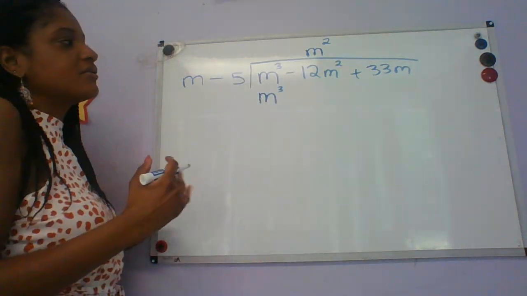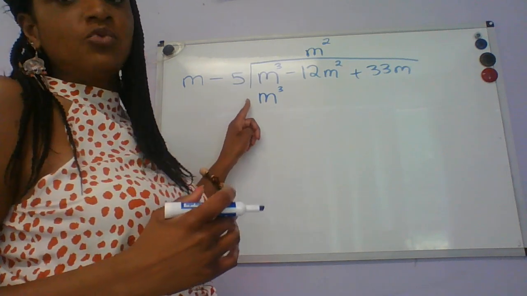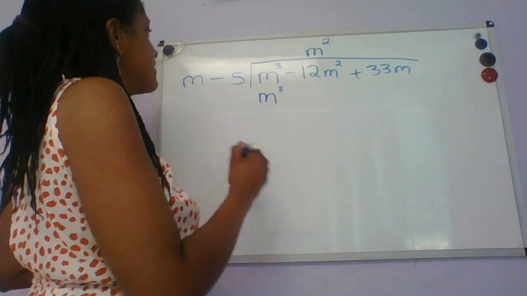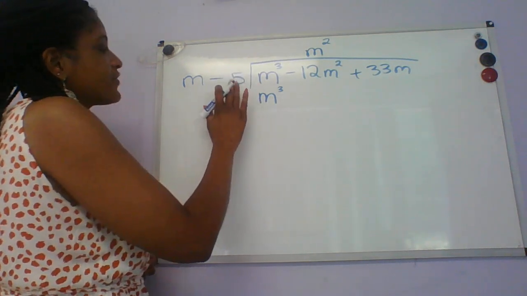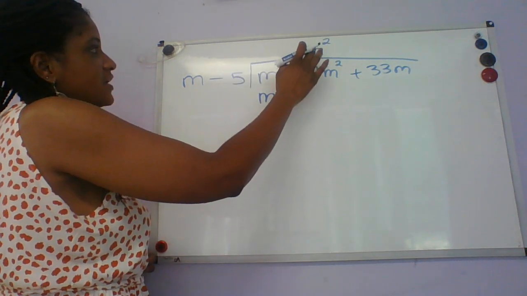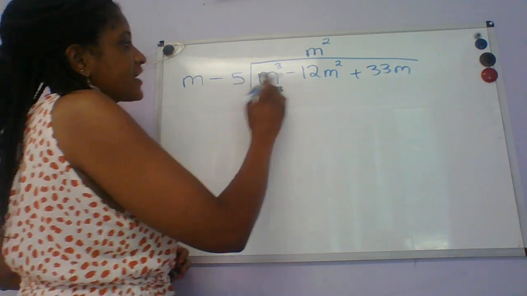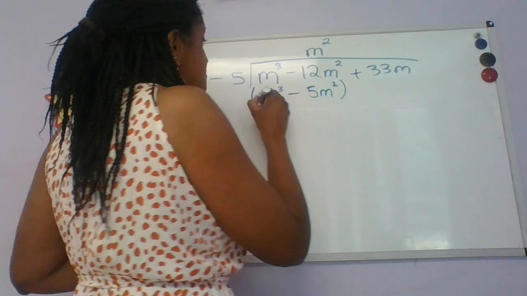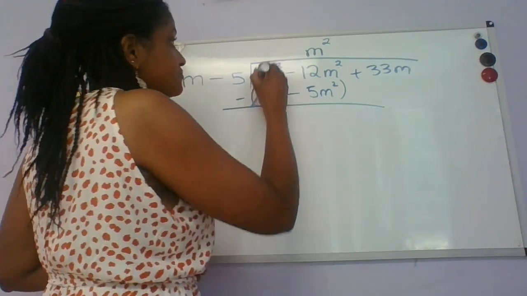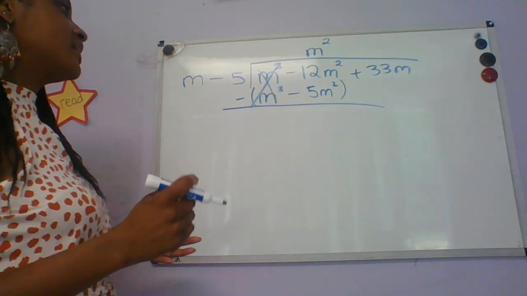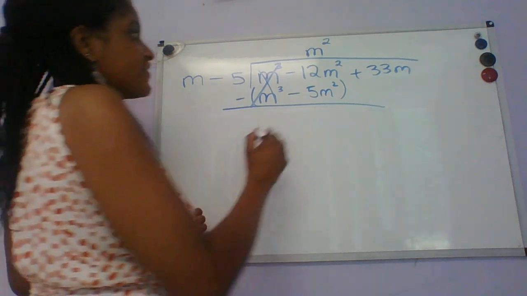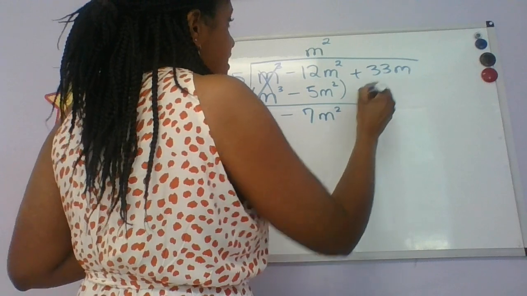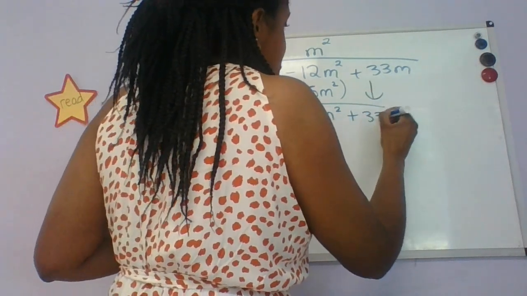And one of the things how we're going to know this is that we actually want these to cancel out. So that's the other way to know that. And then we multiply this term by the quotient up here. Negative 5 times m squared is minus 5m squared. Negative 12 plus 5 is negative 7m squared. And we bring down our next term, plus 33m.